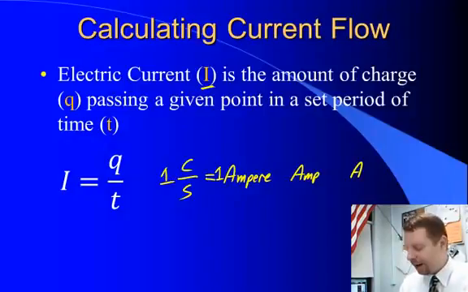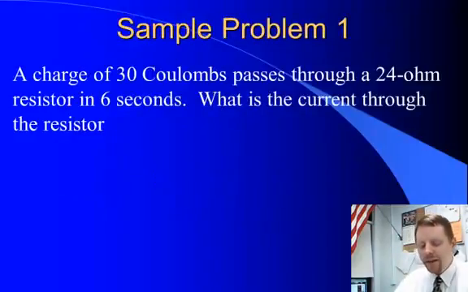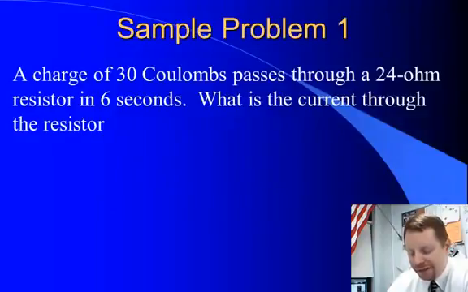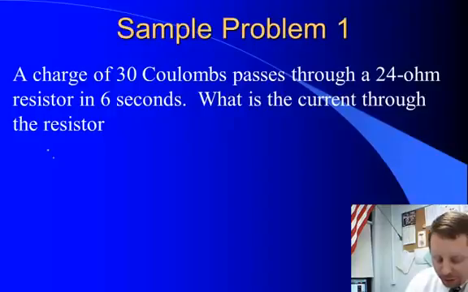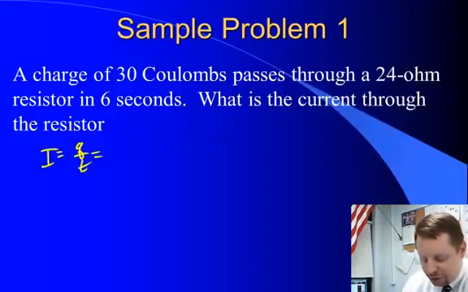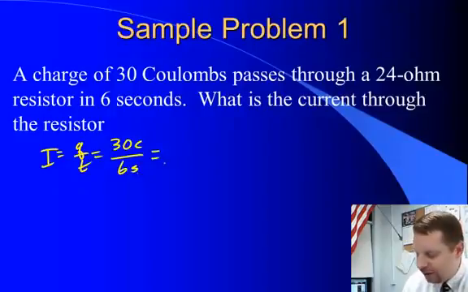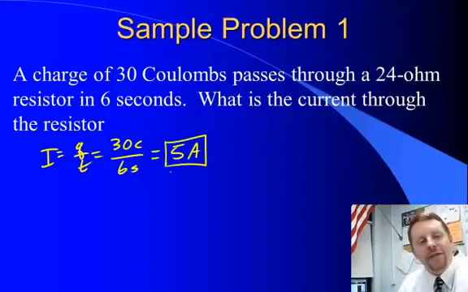Let's put that into practice. A charge of 30 coulombs passes through a 24 ohm resistor in 6 seconds. What is the current through the resistor? Well, current is charge divided by time. Our charge was 30 coulombs. Our time was 6 seconds, so this is a very straightforward 5 amperes, or 5 amps.